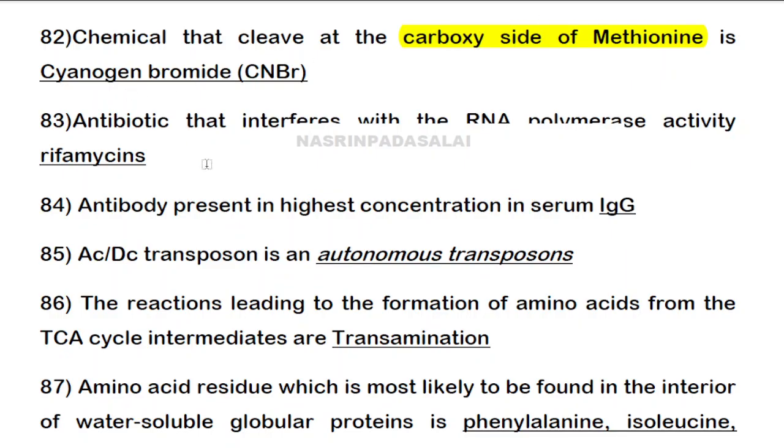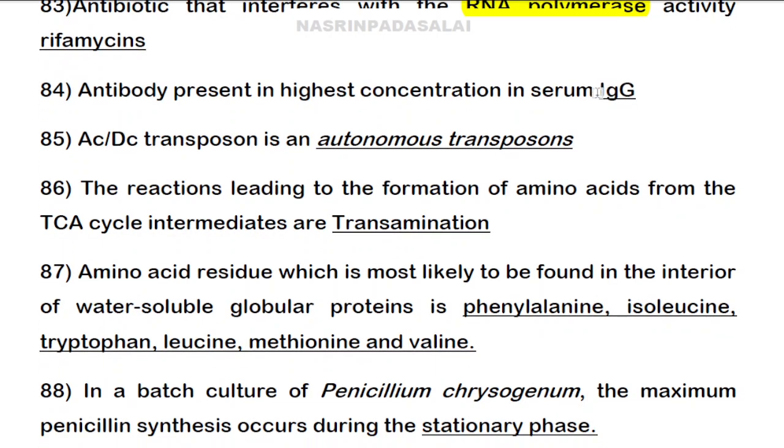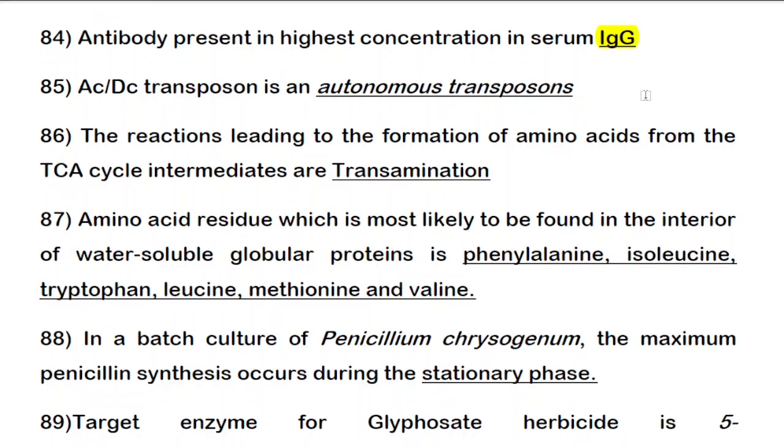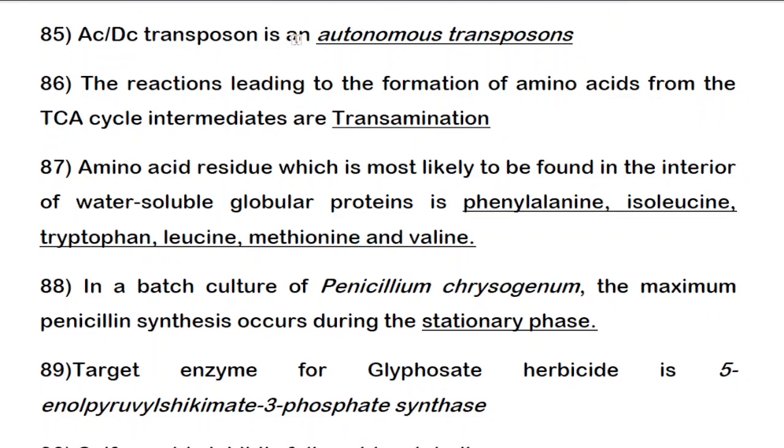Question number 83 involves antibiotics that interfere with RNA polymerase activity, or antibiotics that disturb the transcription process: rifampicin. 84: the antibody present in highest concentration is IgG. So tell me which antibody is present in milk, saliva, tears or other secretions. And also tell me which antibody exhibits transcytosis. Question number 85 signifies that the Ac/Ds transposon is an autonomous transposon.